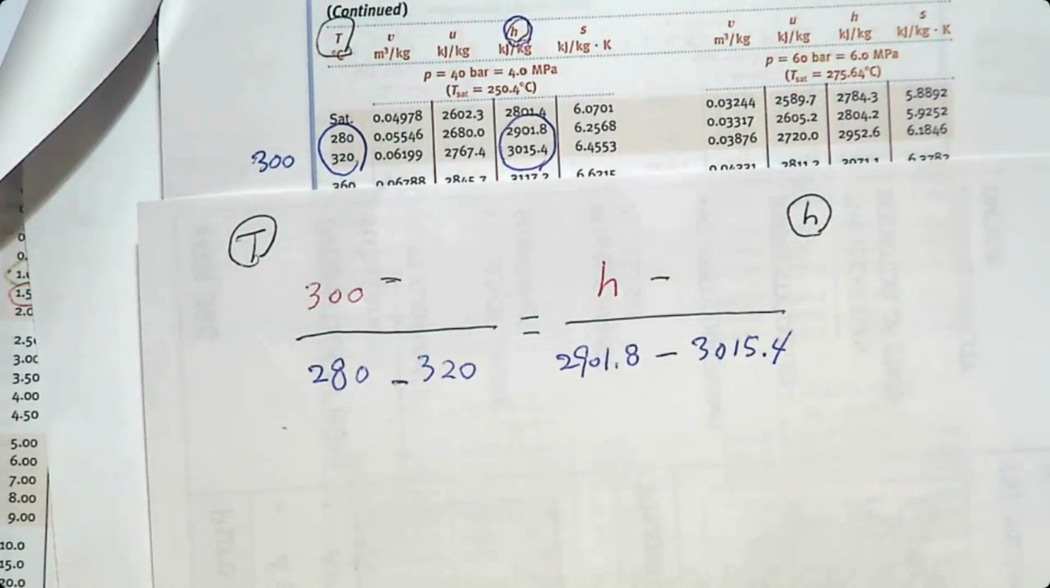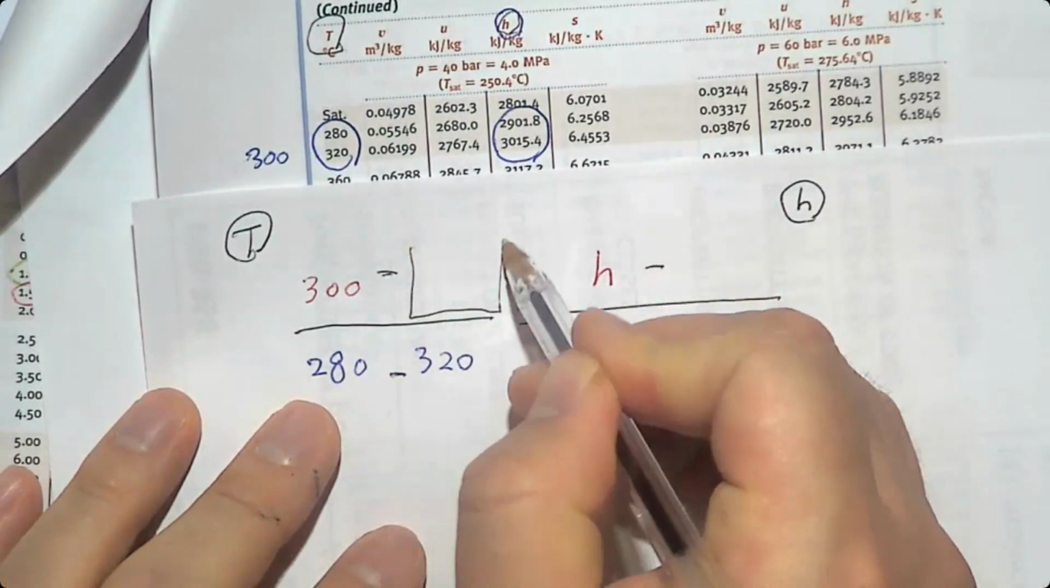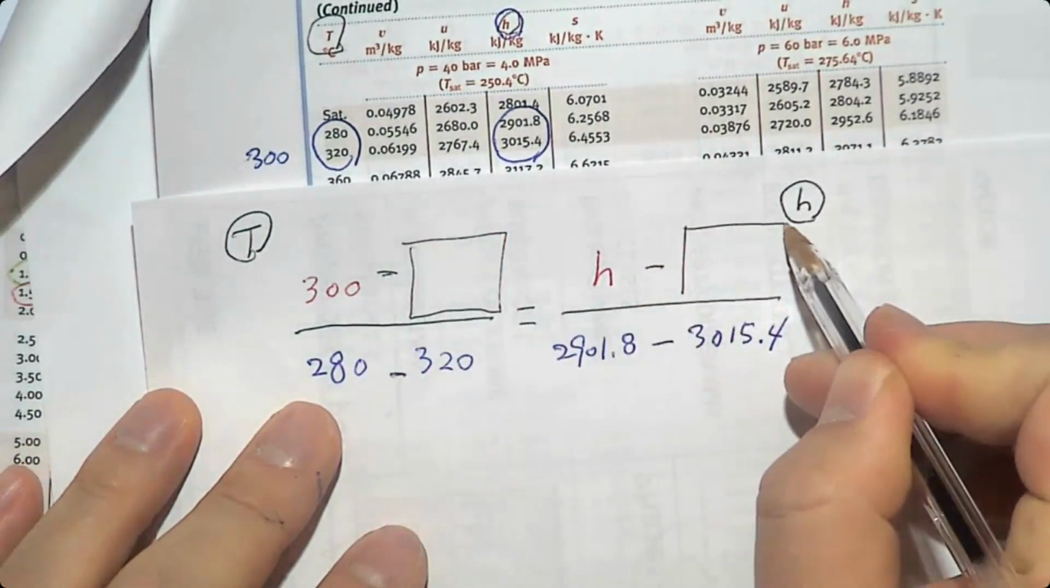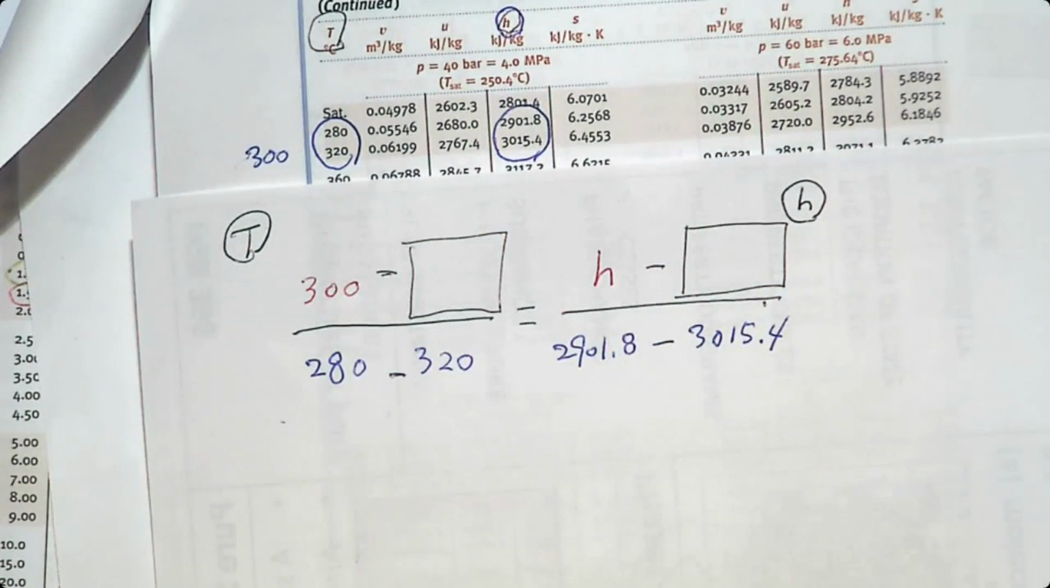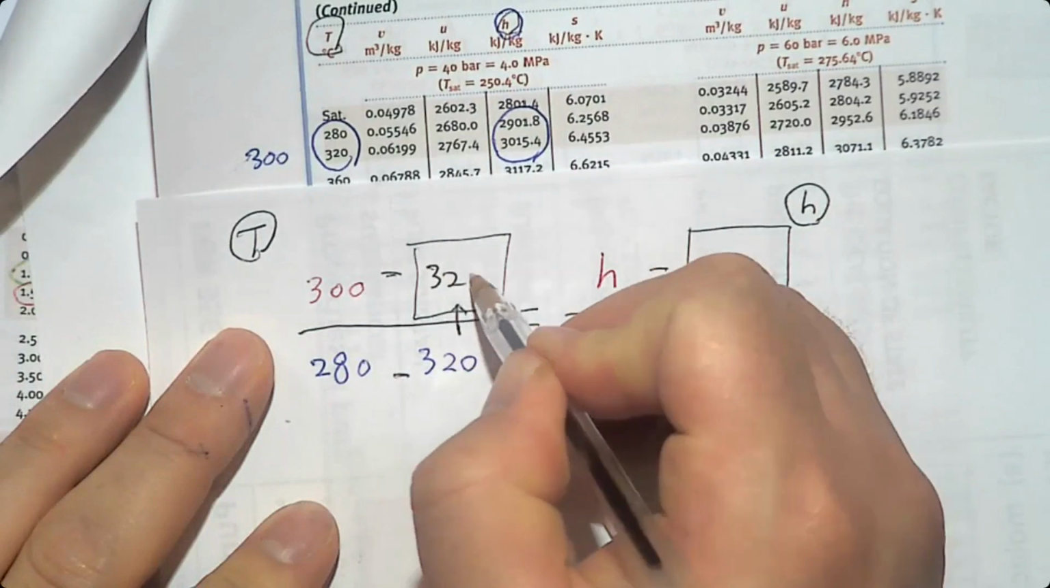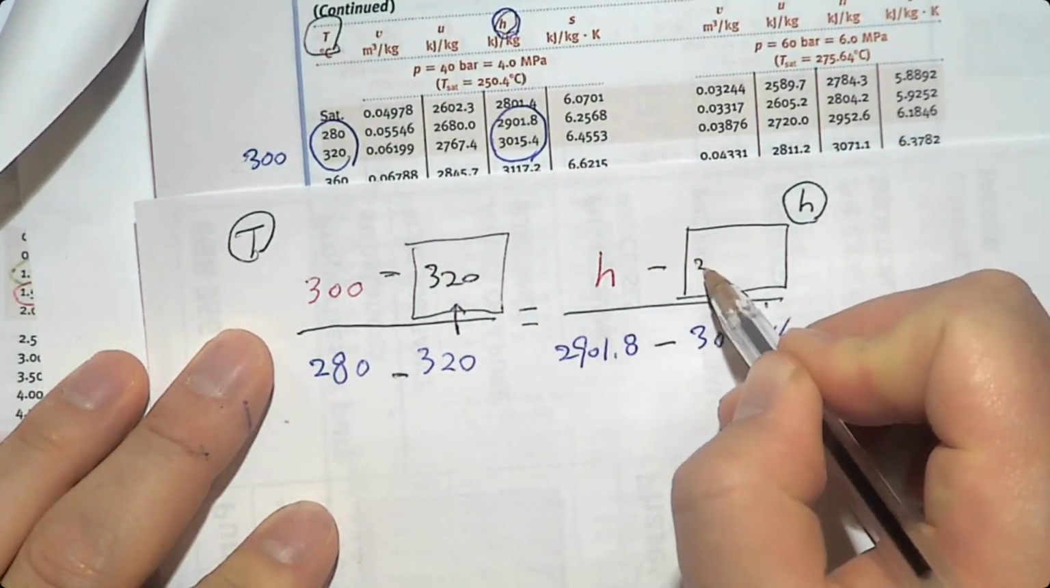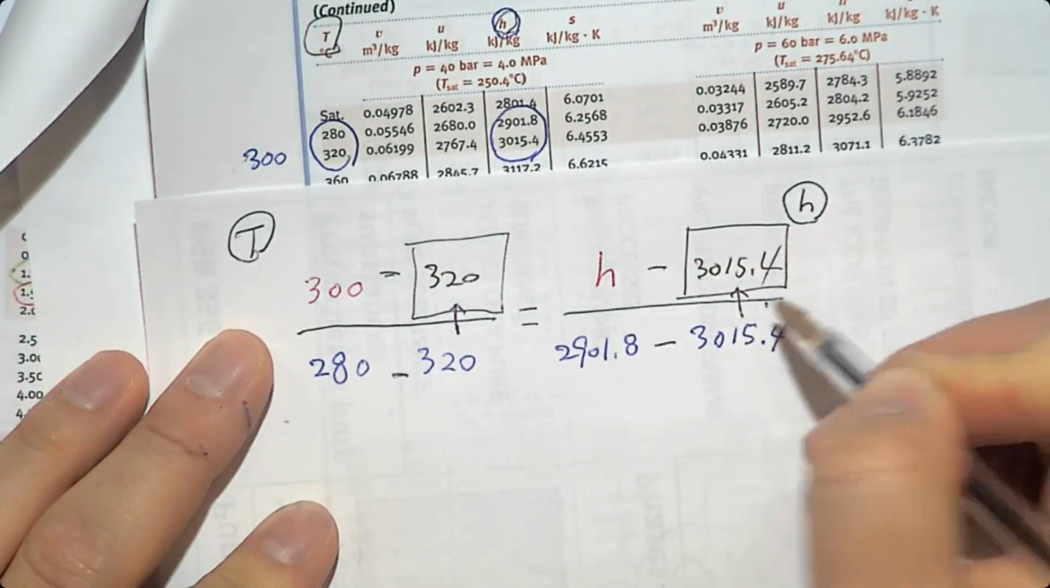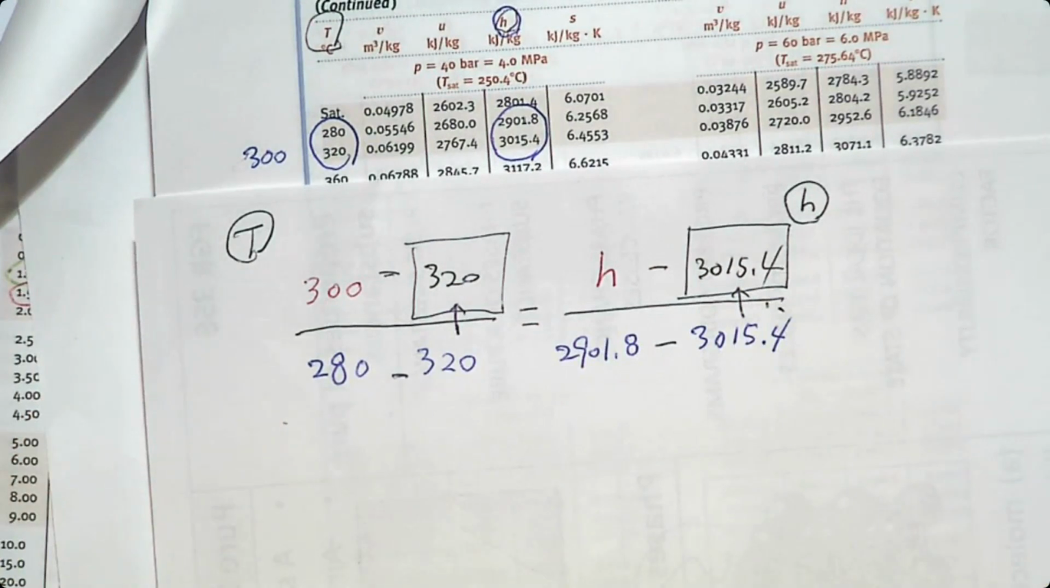Oh, wait, we have this. We need to fill them by how? The number below. The number below. So this one goes up. You got promoted. So 320 goes up, 3015.4. So if you solve this equation, you get H. That is H at 300 degrees Celsius. That's how you do linear interpolation.